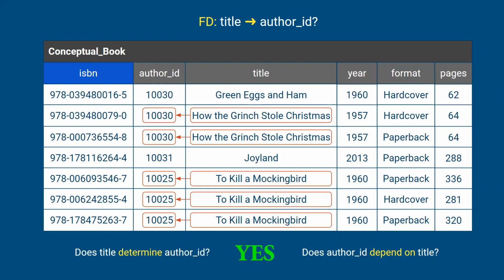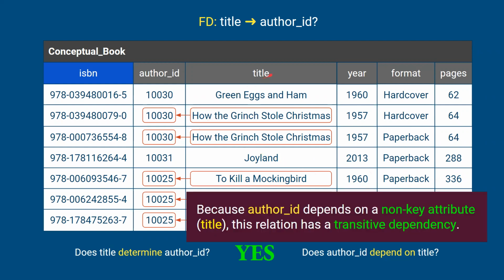Yeah. So you'll notice author ID depends on another non-key attribute, title. I'm sorry, I said that backwards. And so this is a transitive dependency. By the way, does author ID determine title? No. The author could have multiple titles. So we've got a transitive dependency here.